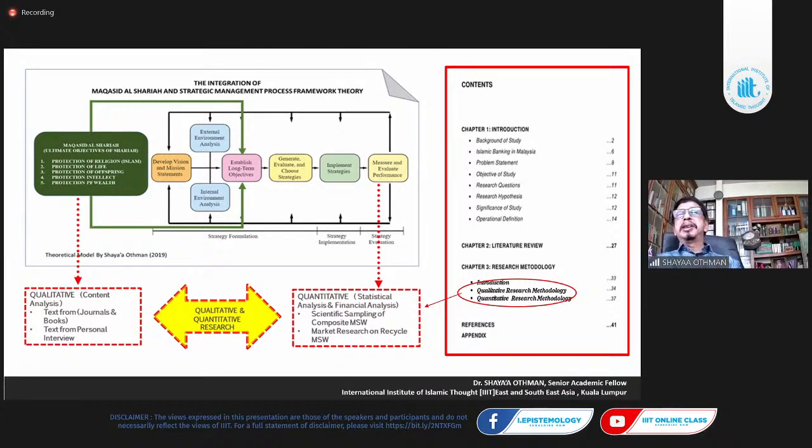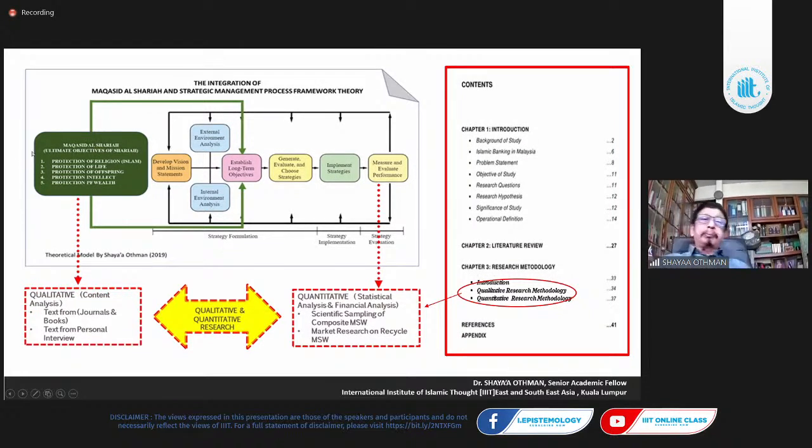Maqasid al-Sharia is the ultimate objective of Sharia. Whatever we do must be according to Sharia, and Sharia has five objectives: protection of religion, protection of life, protection of offspring, protection of intelligence, and protection of wealth and resources. Whatever you do in your business, this has to be the ultimate objective.